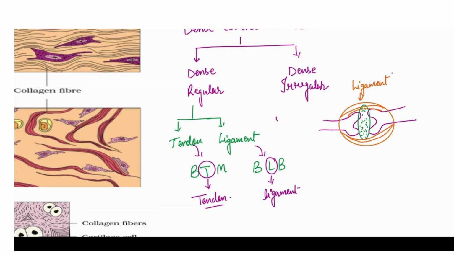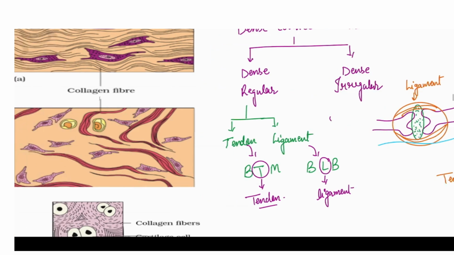And what about the tendon? Tendon would be from one bone to the muscles. Obviously if it is having the bone, there would be the covering of the skin over it. So the attachment of this bone with the muscle, this is actually the muscle, that is because of the tendon. Understood? So that is one.